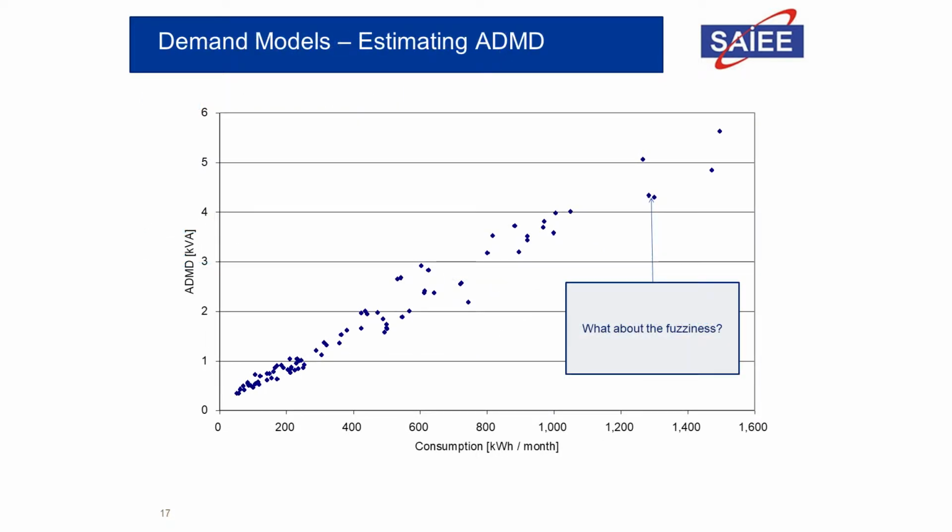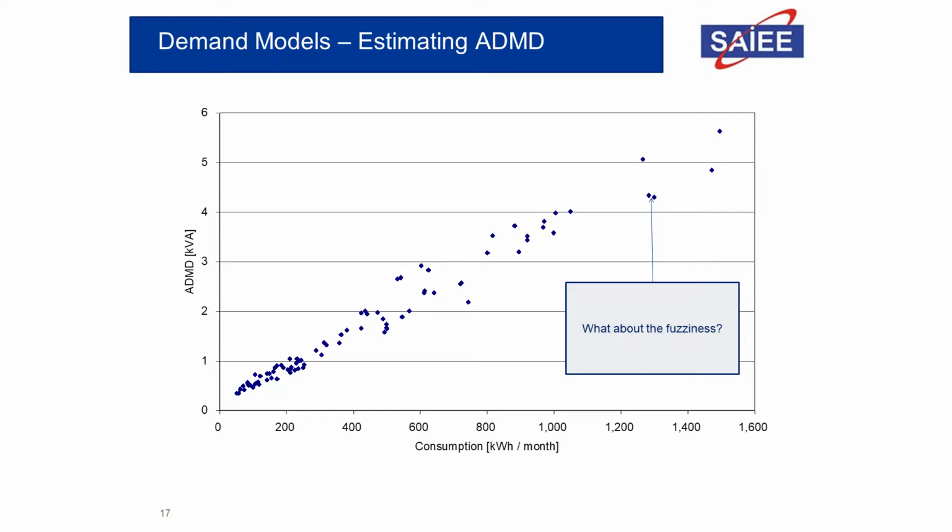So remember, this whole sidetrack was to say we want to know what this ADMD parameter is. We've got the consumption we can predict now, and we've got ADMD, but there's still this fuzziness. So how are we going to deal with the fuzziness?